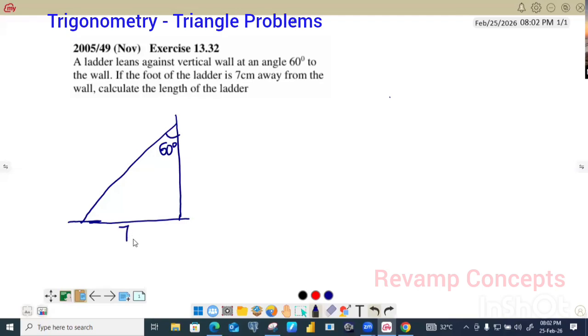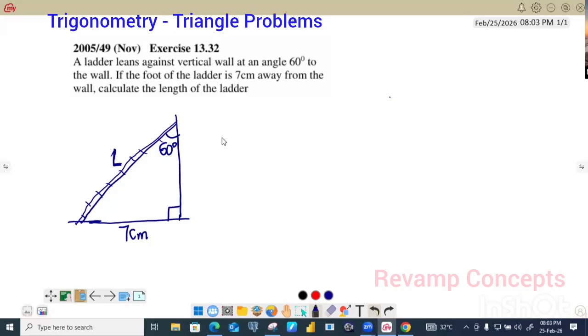So it means this place is 7 centimeters away from the wall. We have to calculate the length of the ladder. This is the length of the ladder. So we have length L of the ladder, and the wall and the ground will make an angle of 90 degrees.